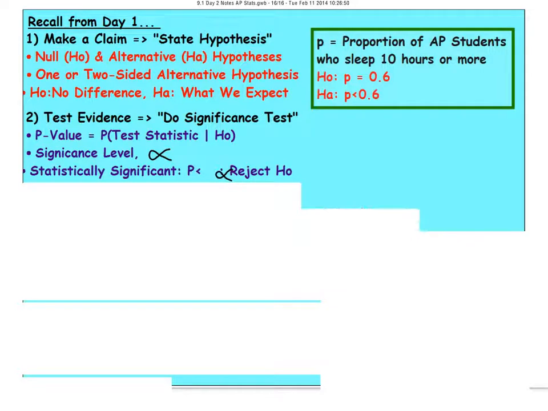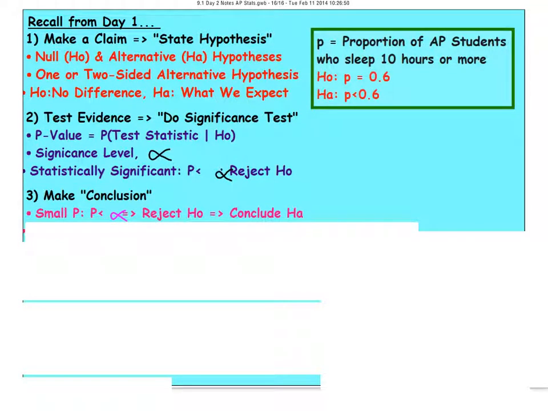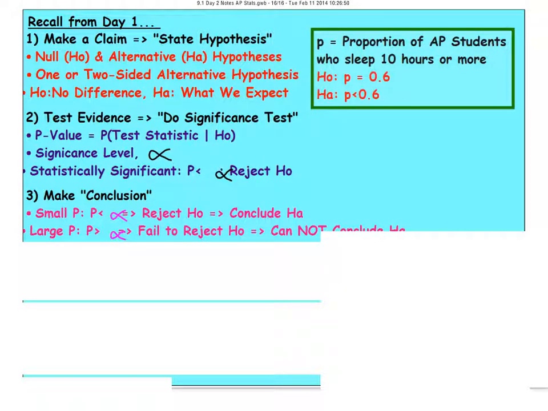Okay, when you make your conclusions, you need to decide what type of conclusions to make. So one conclusion you can make is this. If your p is small, so if p is less than alpha, you reject H sub O and conclude H sub A. But what if it's large? Well, that means if p is greater than alpha, you fail to reject H sub O, and you cannot conclude that H sub A took place.